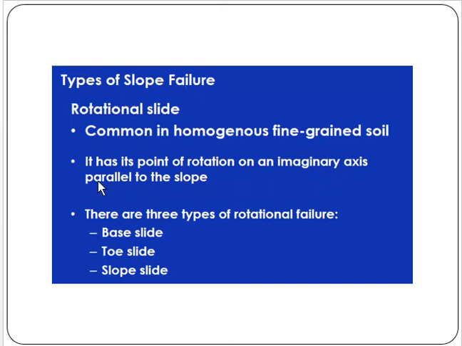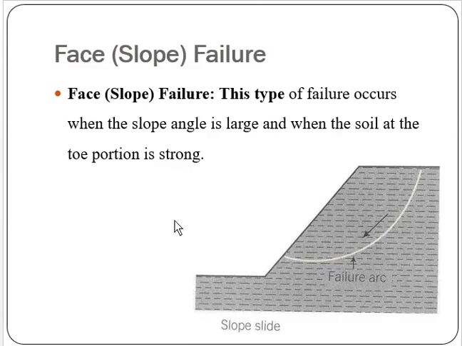In the case of rotational failure, there are three types: base slide, toe slide, and slope slide. This rotational failure is classified into three types. The first one is face failure, or slope failure, or slip failure. In the textbook, it is called slip failure, face failure, or slope failure.